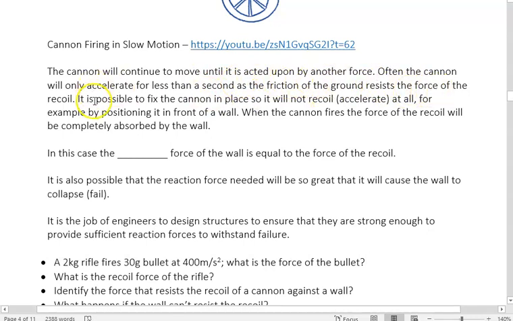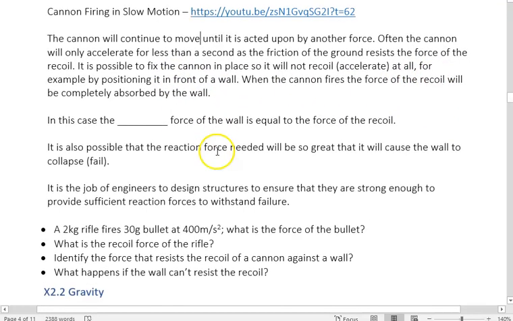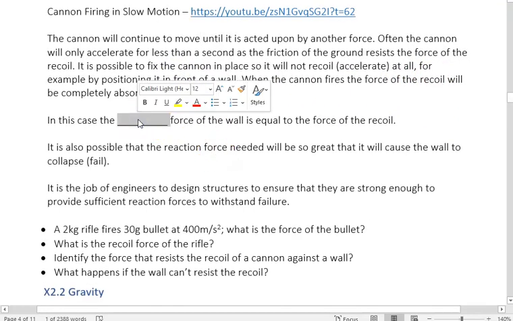of the recoil. It is possible to fix the cannon in place so that it will not recoil or accelerate at all. For example, by positioning in front of a wall. When the cannon fires, the force of the recoil will be completely absorbed by the wall. In this case, the reaction of the wall is equal to the force of the recoil. It is possible that the reaction force needed will be so great that it will cause the wall to fail or collapse.